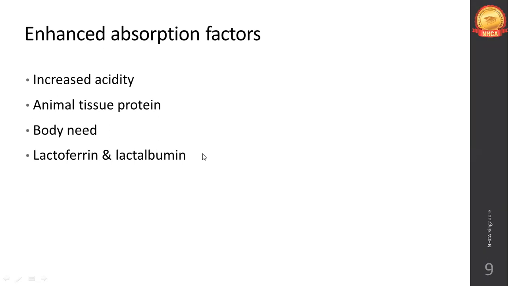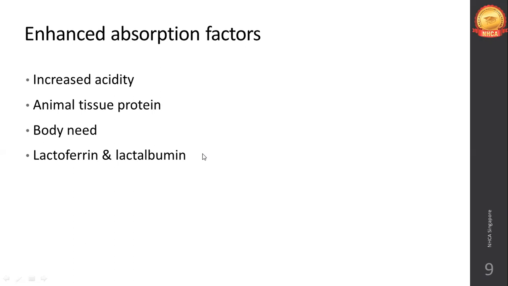Lactoferrin and lactalbumin. Although the iron content in human milk is very low, in cow's milk it is much lower. Human milk's iron is better absorbed by an infant as compared to the iron present in cow milk, which is completely negligible. You cannot count the iron present in cow's milk as even a source of iron.